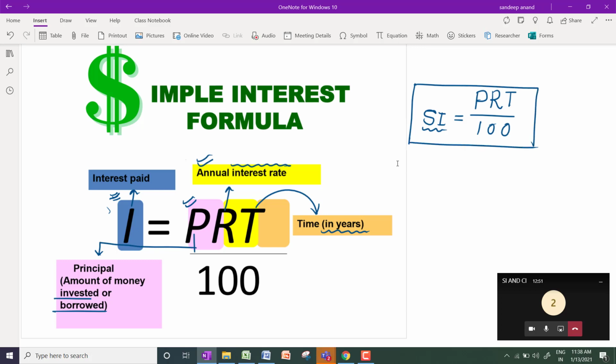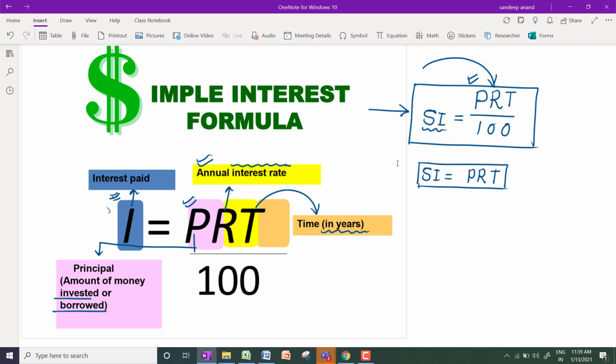But many books give the simple interest formula as only PRT, like this. This is also the formula most frequently used in books. But I recommend that you use the PRT by 100 formula, and there is a reason behind it. When you learn this formula, you can put your R value as it is.